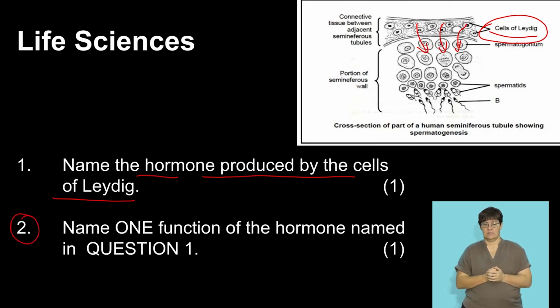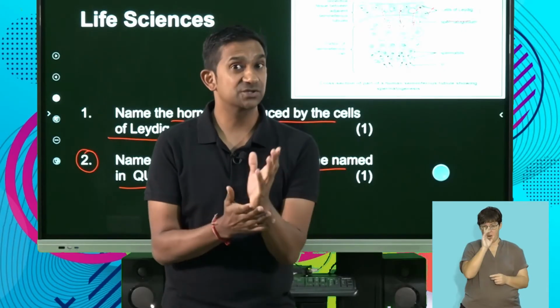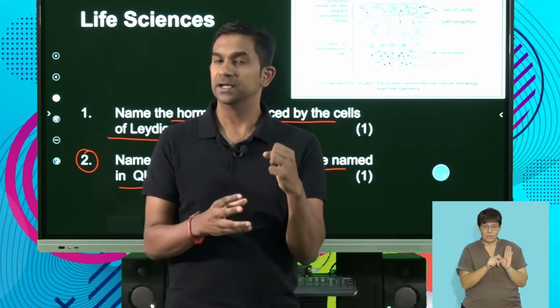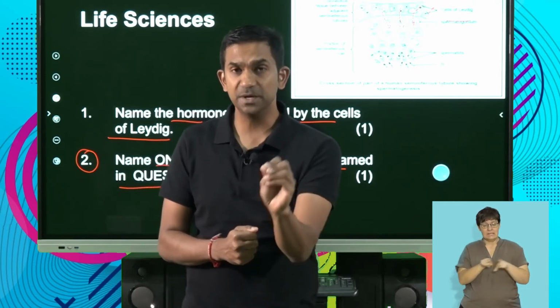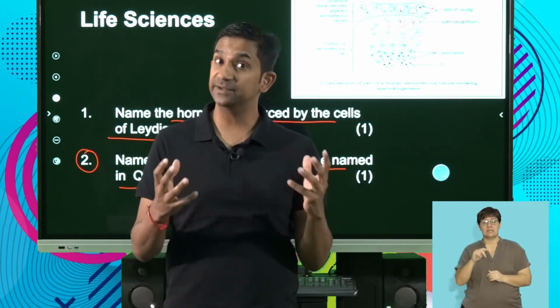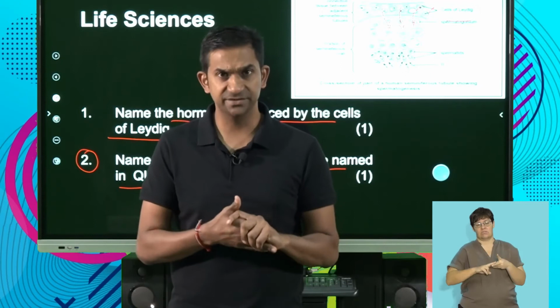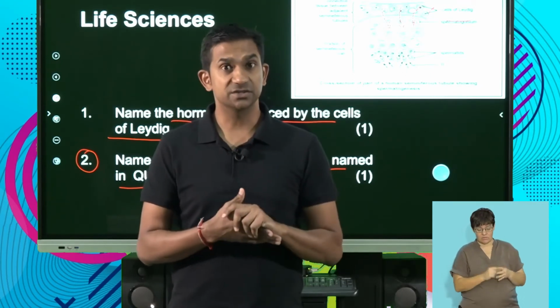Question 2. Name one function of the hormone mentioned in question 1. So what are the functions of testosterone? We know that testosterone is important in maintaining male characteristics. It also stimulates the development of sperm. At puberty, testosterone is responsible for the development of secondary sexual characteristics. And so you can mention 3 possible functions of testosterone.